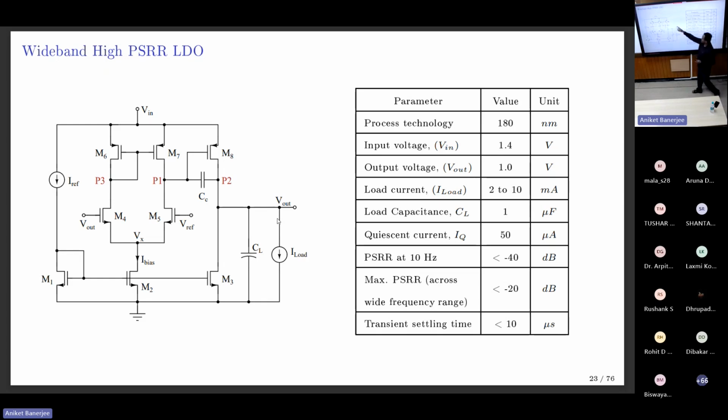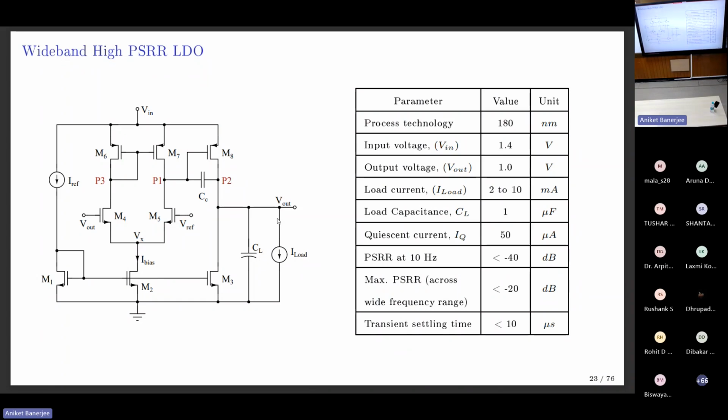In this case, M8 is the pass FET. The pass FET has to support V source equal to V in and V drain equal to V out, which is 0.4 volt VDS, the dropout voltage, and it has to support 2 milliampere to 10 milliampere. How would you size M8? You would assume some overdrive voltage of 200 millivolt and use square law to come up with the W by L value. And this is a power FET, a very big device that supports large current.